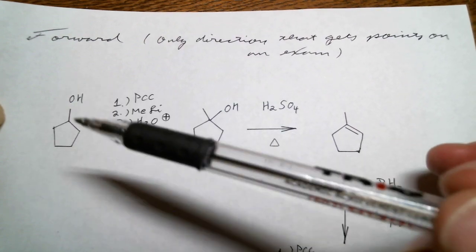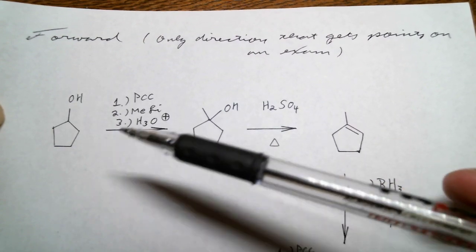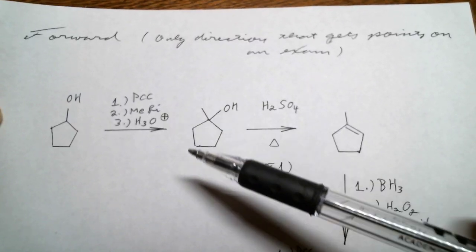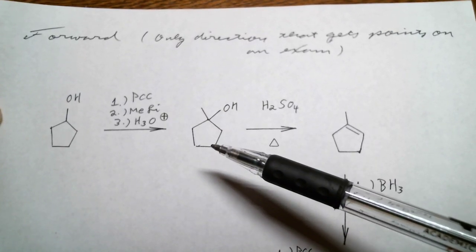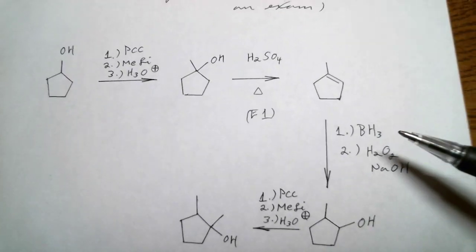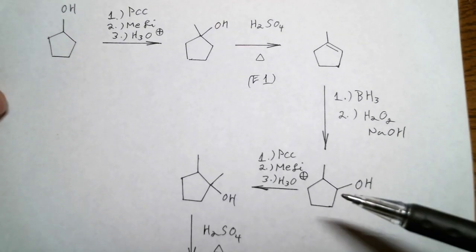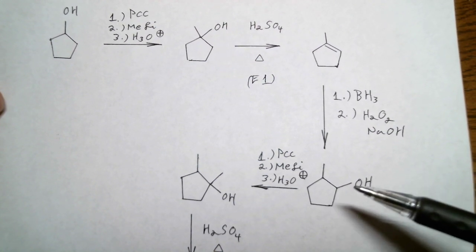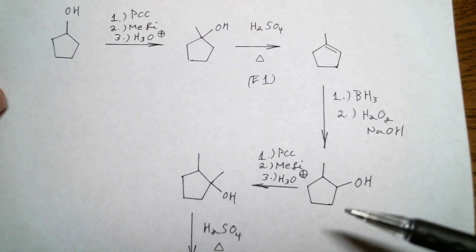Anyways, here we go. We take our cyclopentanol, oxidize it with PCC, add methyl lithium, then aqueous acidic workup. Oh, look, we're at methylcyclopentanol. Treat it with H2SO4, E1 dehydration, which we hydroborate, followed by oxidation. We get the boron on the less substituted carbon. That's where the oxygen goes. Primarily, that's our major product.